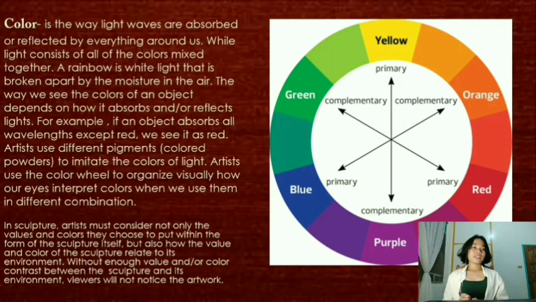So in sculpture, artists must consider not only the values in colors they choose to put within the form of the sculpture itself, but also how the value in color of the sculpture relate to its environment. Without enough value or color contrast between sculpture and its environment, viewers will not notice the artwork. So diri ang mga artists gina-consider nila ang values in colors kung unsa ibutang nila para ma-form ang ilahang sculpture.